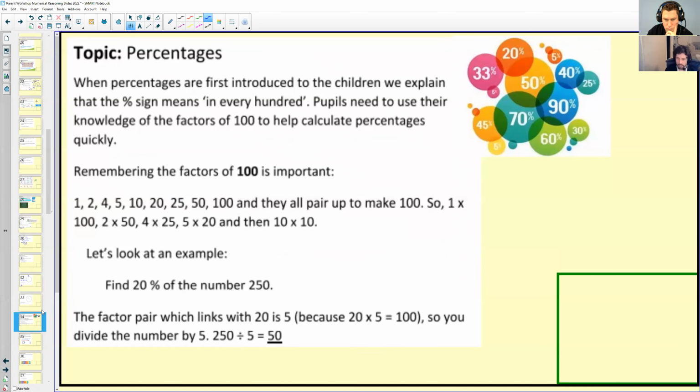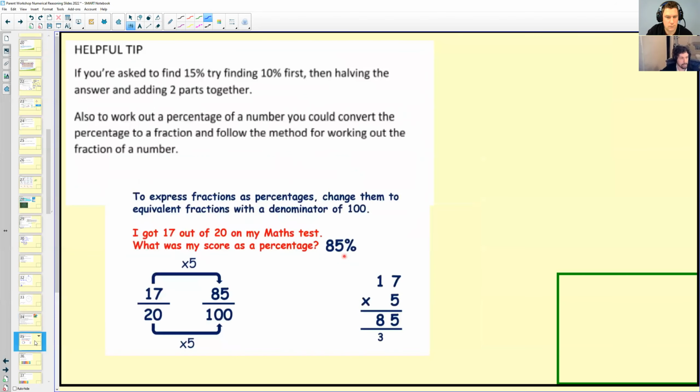Right, percentages now. Percentages are useful. They come up quite a lot. Again, they can be part of many questions. Quite satisfying once students have mastered it, for them to be able to work out their own percentages at the end of a test. I think that's something that really demonstrates mastery.